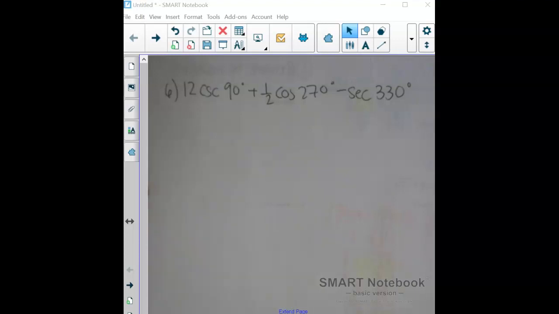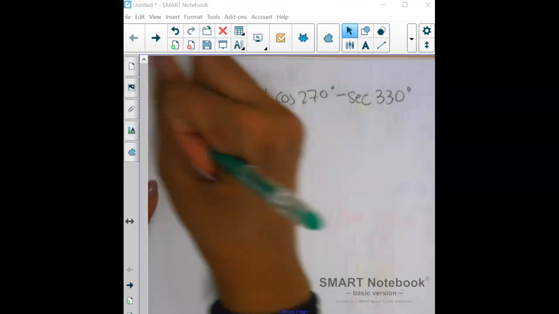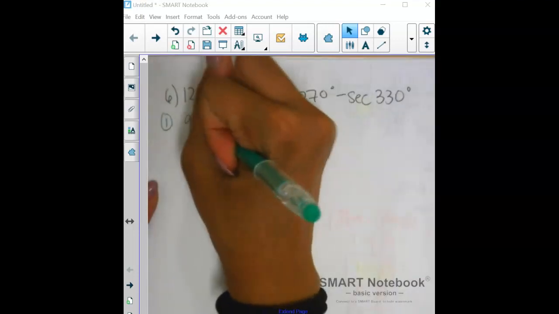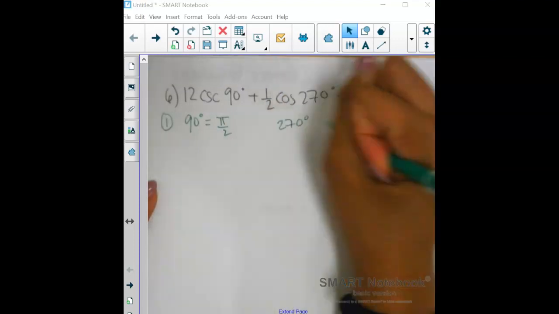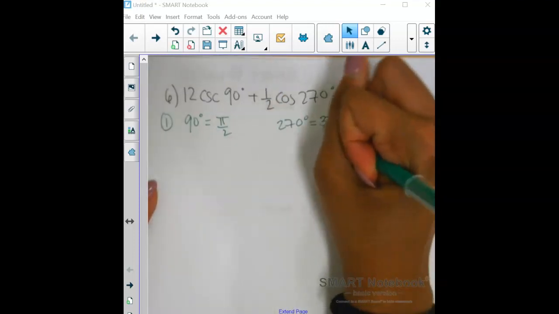Okay, so I flipped my paper over to the back because I know how I am. I'm going to need the space to actually work this out. So the first thing that I want to do is rewrite this in radians. 90 degrees is going to be pi over 2 radians. Hopefully y'all know that. 270 is going to give you 3 pi over 2.